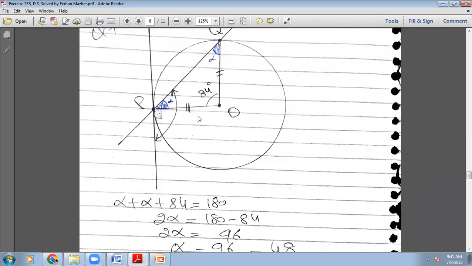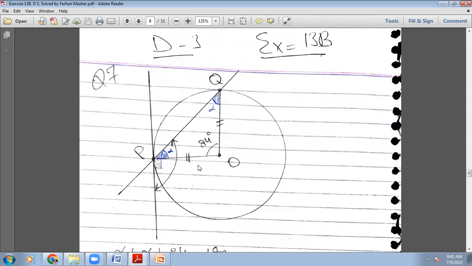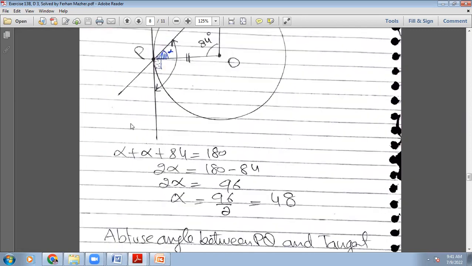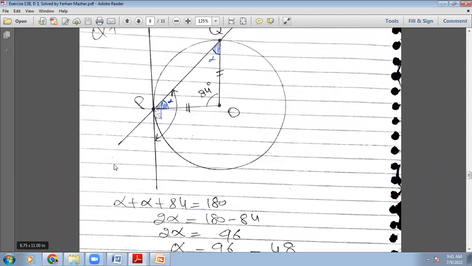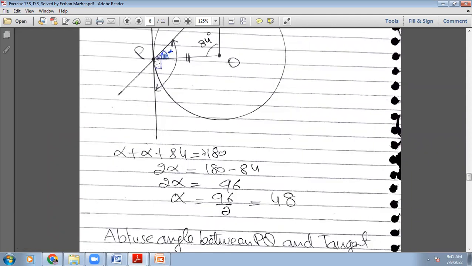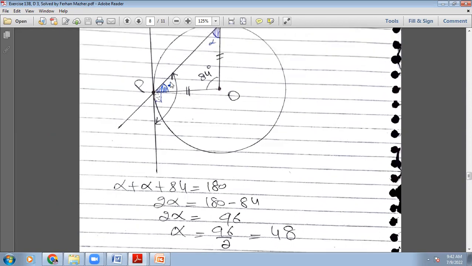Okay. So because this is a radius, this is an isosceles triangle. So alpha plus alpha, I'm saying alpha, plus 84 is equal to 180. So 2 alpha is equal to 180 minus 84. 2 alpha is equal to 96. So alpha will be 96 divided by 2, equal to 48. So this angle is 48.